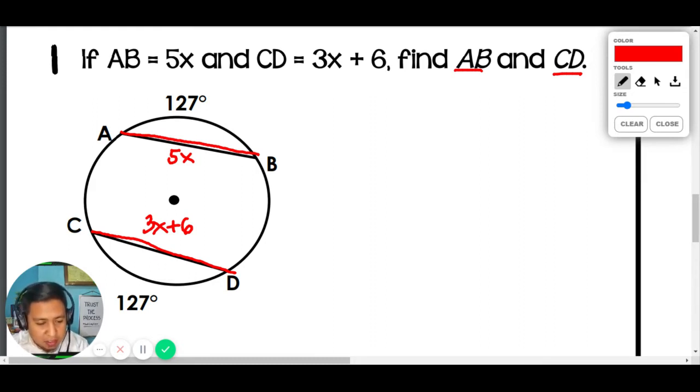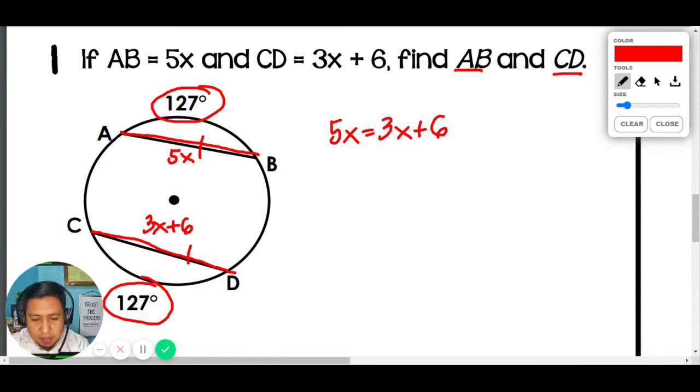Let's try to analyze the figure. As you can see here, we have arc AB 127 degrees and also arc CD 127 degrees. So basically, they are equal. There is one theorem in arcs and chords of a circle that states in a circle, two minor arcs are congruent if and only if the corresponding chords are congruent. Meaning to say, these two minor arcs are congruent, meaning to say their corresponding chords are also congruent. So we can say that 5x is equal to 3x plus 6.